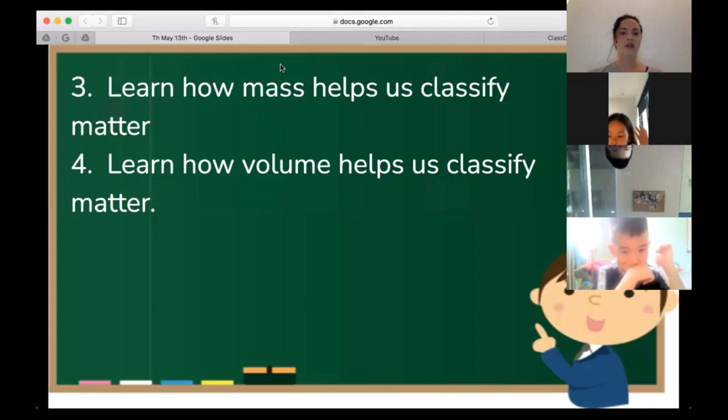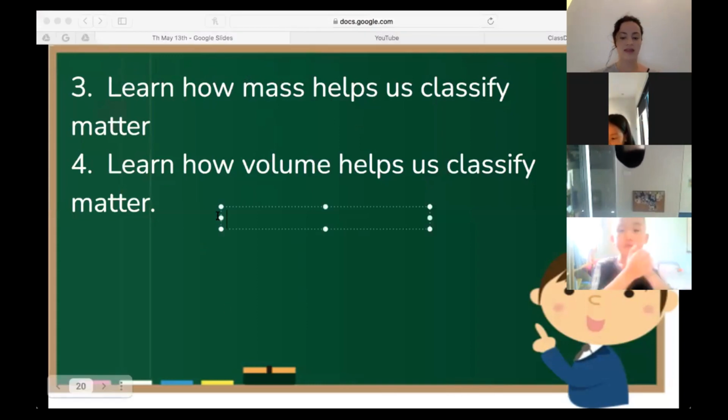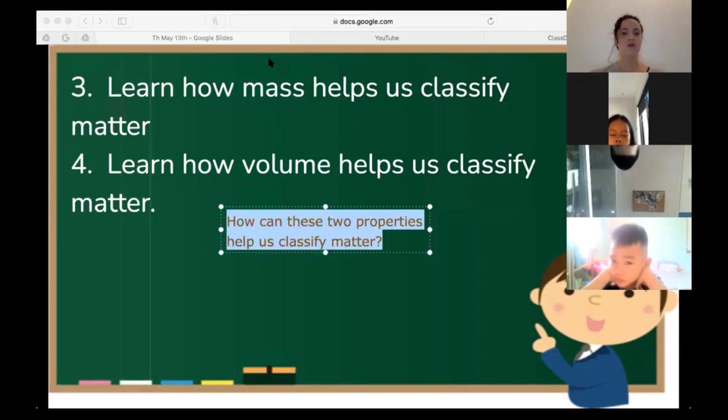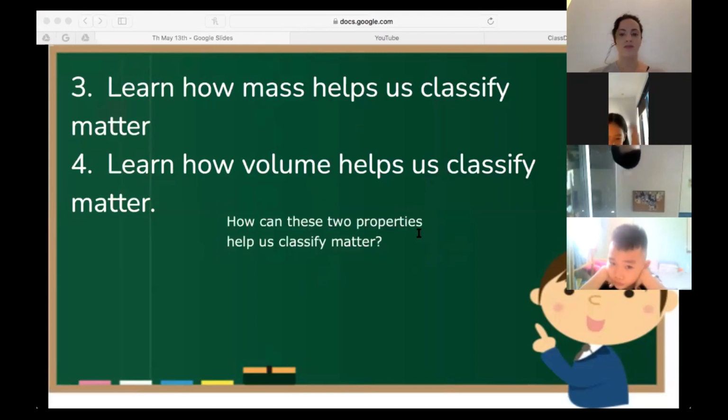So our big question, let's have someone read this. How can these two properties help us classify matter? How can we use these two properties? Jack, can you please read this question I typed at the bottom? How can these two properties help us classify matter? Very good. Let's find out.